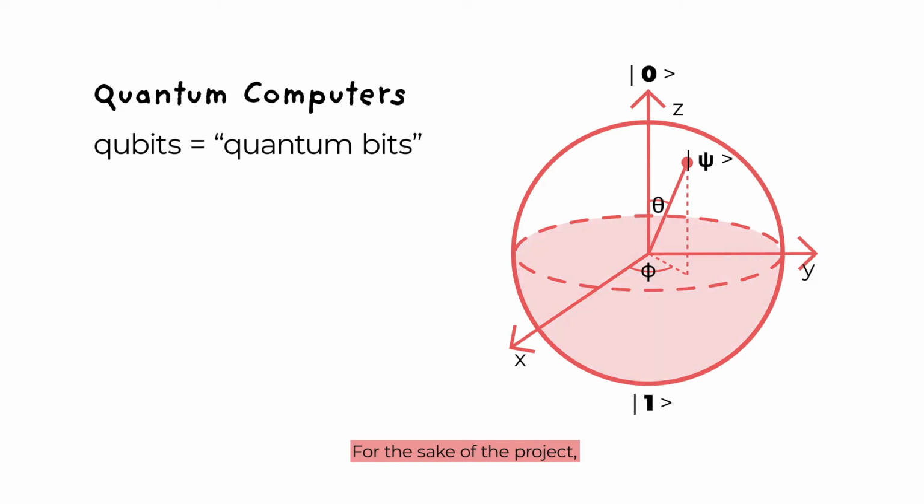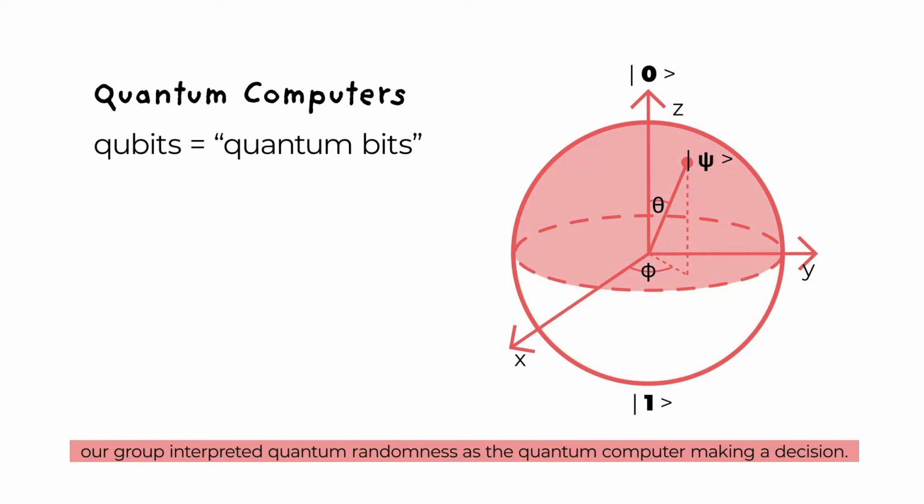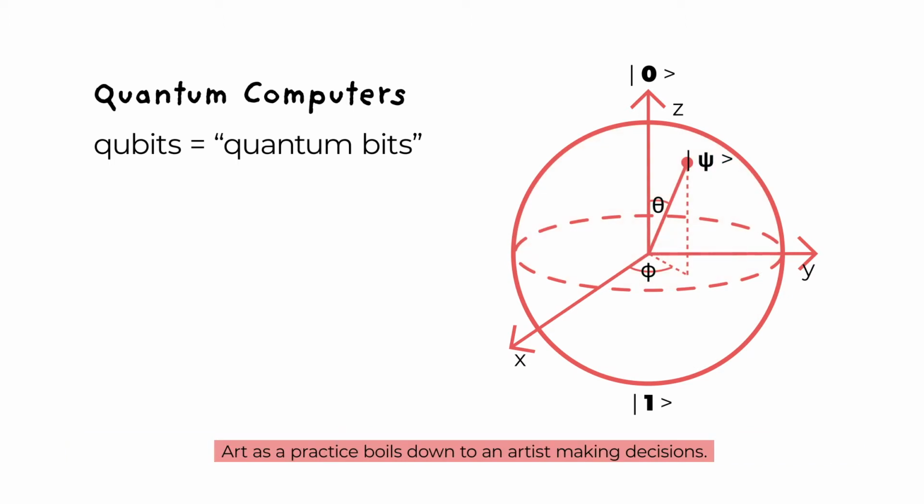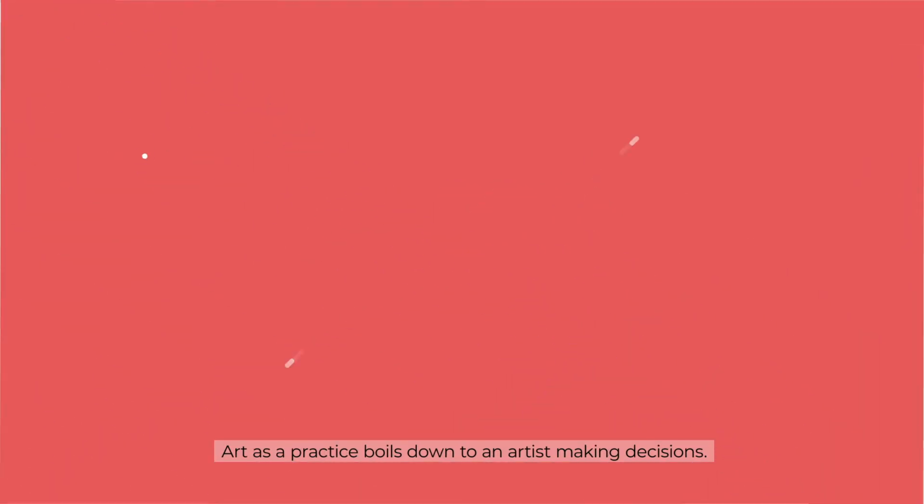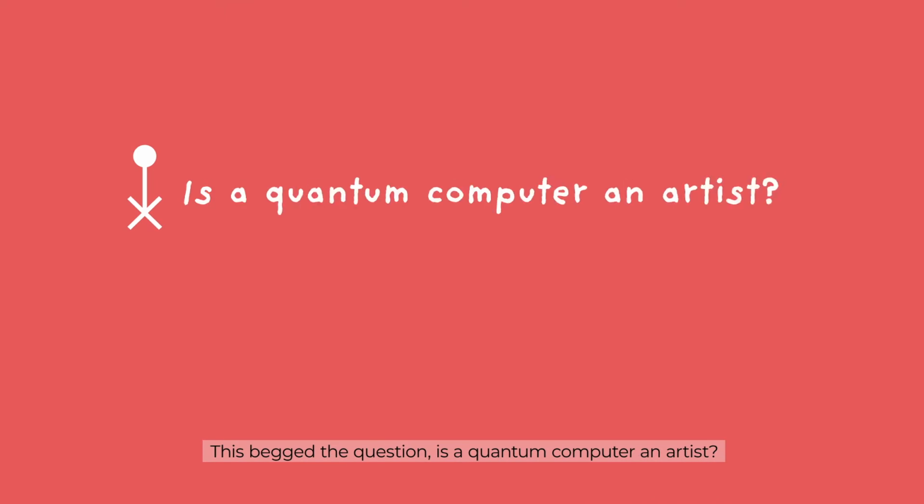For the sake of the project, our group interprets quantum randomness as the quantum computer making a decision. Art as a practice boils down to an artist making decisions. This begs the question, is a quantum computer an artist? We argue yes and proved it with our quantum music project.